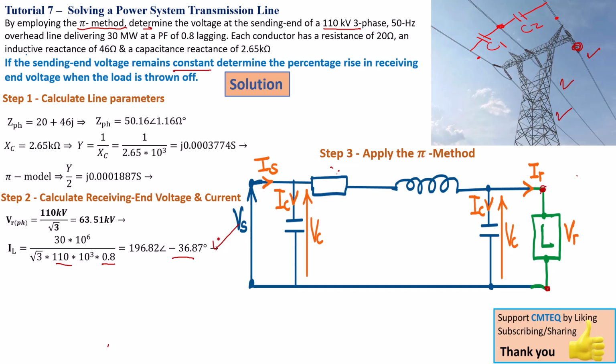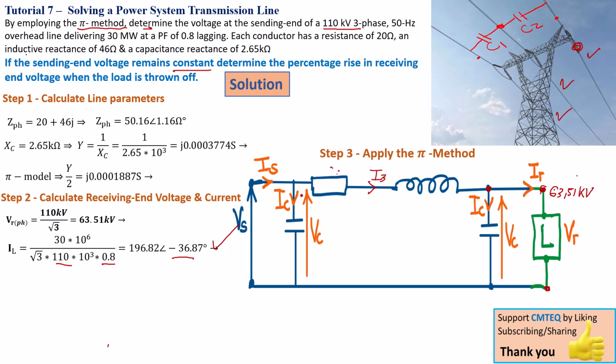Now you've got a model, you've got all your parameters, so you know the voltage here at the receiving end phase is 63.51 kilovolt. Okay, we've calculated, basically we got it there. Now you know that this voltage is the same voltage across the shunt capacitance here, right? So which means you can find IC. Now once you find IC, you can apply Kirchhoff's current law here to find the current in this line. You can name this current I3.